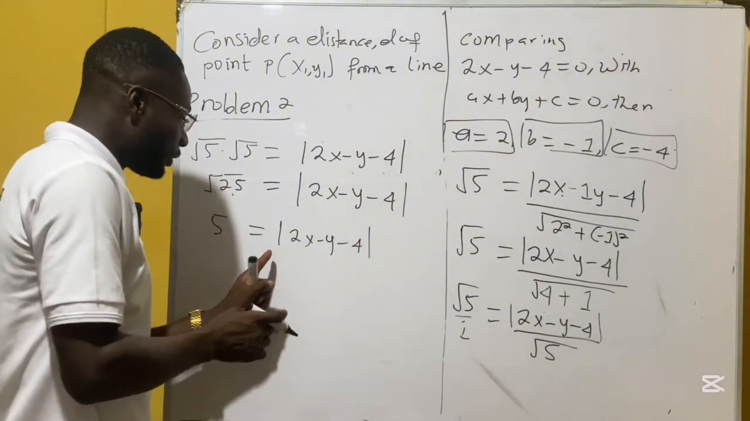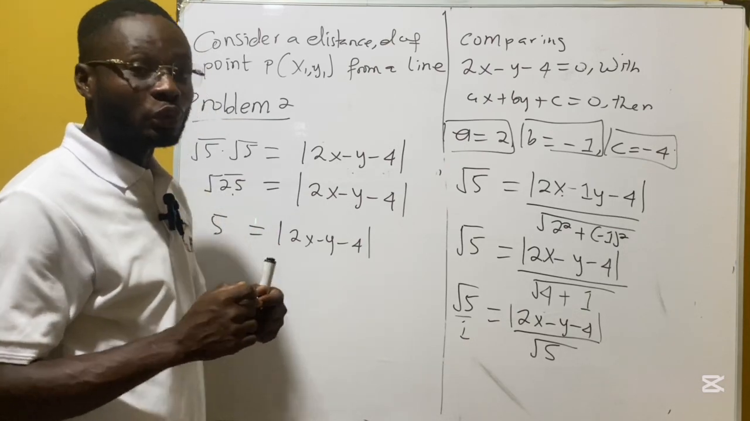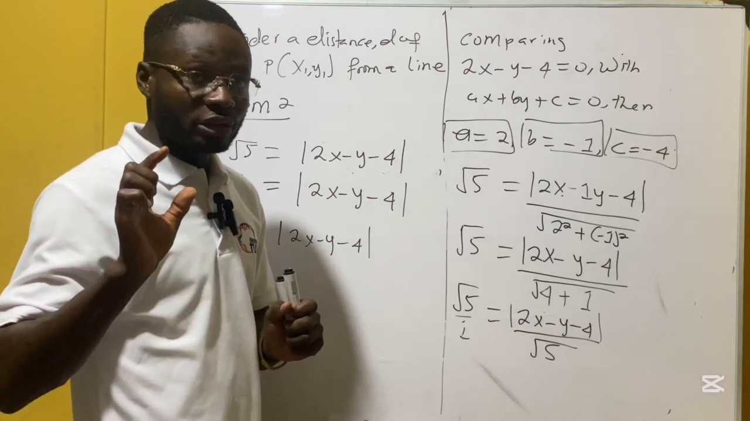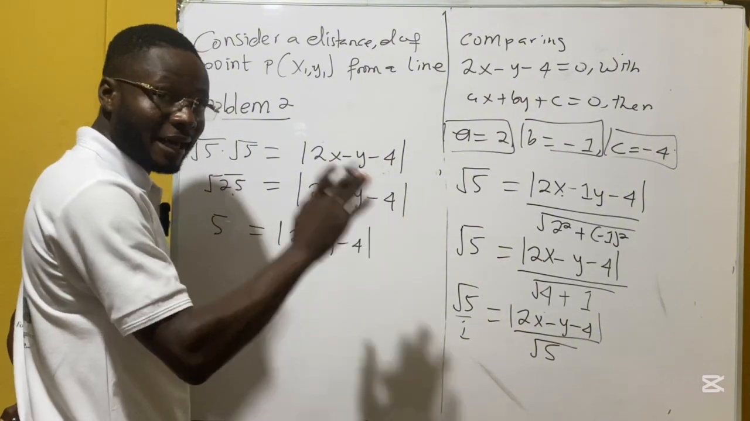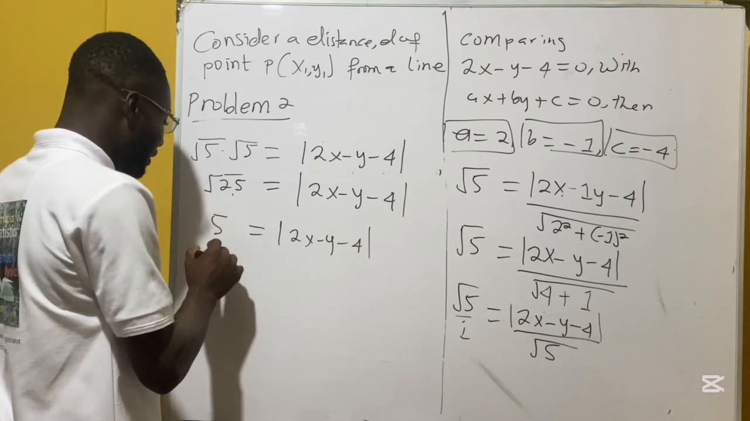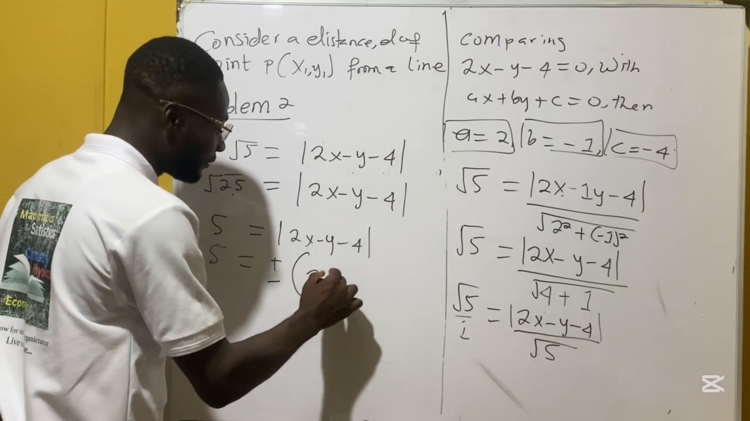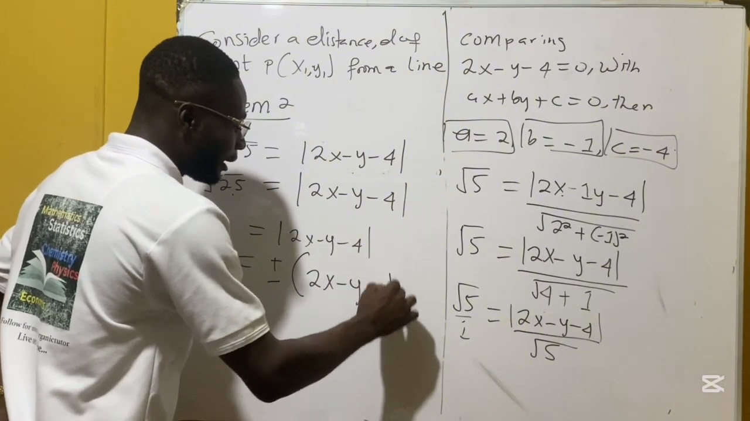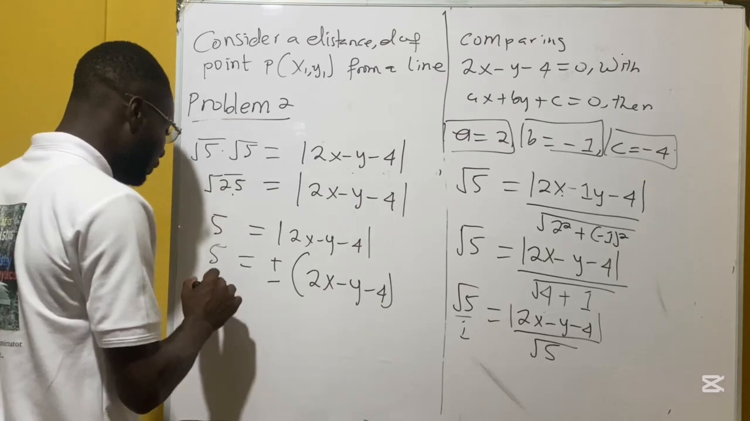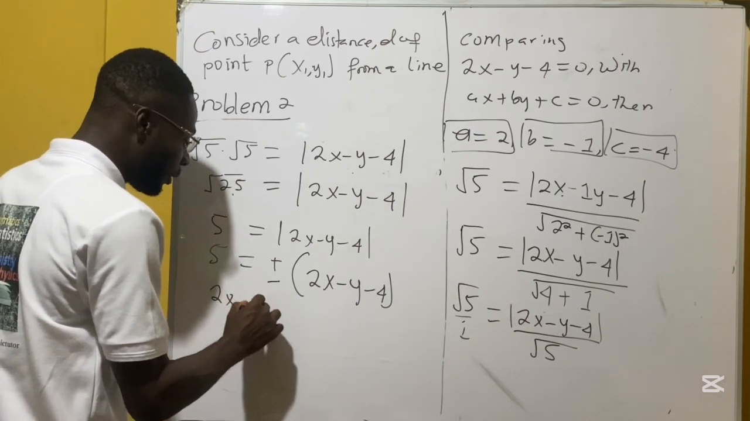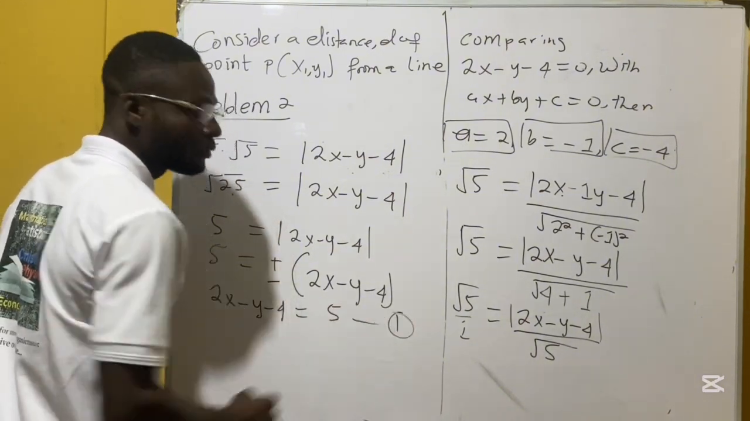So you can see clearly that this absolute sign is telling you that you have two solutions, that is, plus and minus. So we can say that our first set of points is going to be 2x minus y minus 4 equals positive 1.